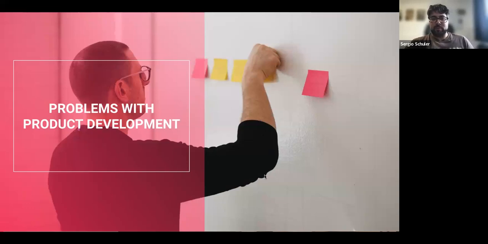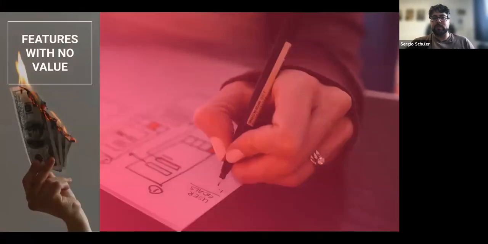First thing I want to talk about is not the opportunity solution tree, but some problems that we have with product development that later we'll see the opportunity solution tree will help us with. So I have 4 problems. The first one is features with no value. There is some research that shows that about 80% of the features launched have very little or no usage. So we're actually almost literally burning cash oftentimes in product development.